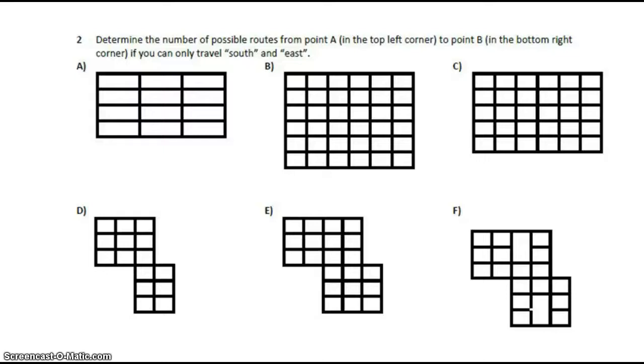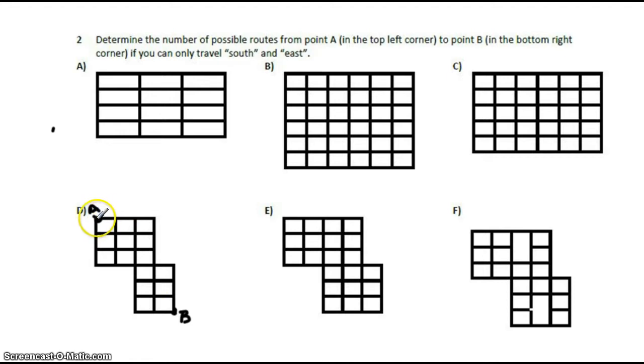Okay, I'm going to try to solve 2D. So here we go. I'm going from point A in the top left to point B in the bottom right, and I can only travel south and east. So there's my point A, there's my point B. I'm going to change the color.